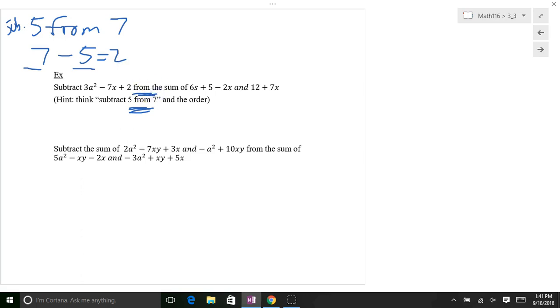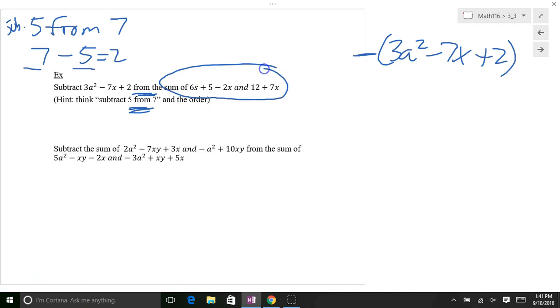So the subtract 3a squared minus 7x plus 2 is going to be on the end. Remember, these are switching orders. Subtract 5 from 7, the 5's on the end, right? And it's from the sum of, sum meaning plus, the sum of those two. So we're going to take the 6s plus 5 minus 2x, and it's being added to 12 plus 7x.